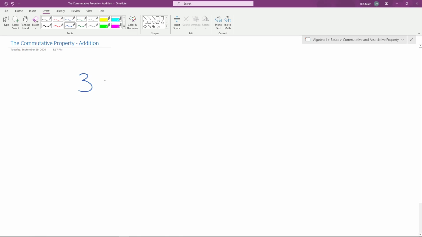So if we have 3 plus a negative 4 plus 5, if we calculate this, we would get 3 plus a negative 4 is negative 1, plus 5 is 4. And to be clear, I'm not subtracting anything. You see a negative sign here, but this is a negative 4, right? I'm adding a negative 4 to this 3.